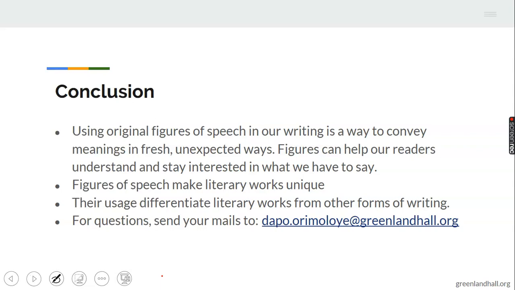For those of you who have been writing books already, when you use figures of speech well, your reader is engrossed in what you're writing and wants to read it to the end. Then, like I said, it makes literary work unique. Figure of speech is the only concept that differentiates literature from other types of writing. It differentiates literature from biology, from English, and the likes.